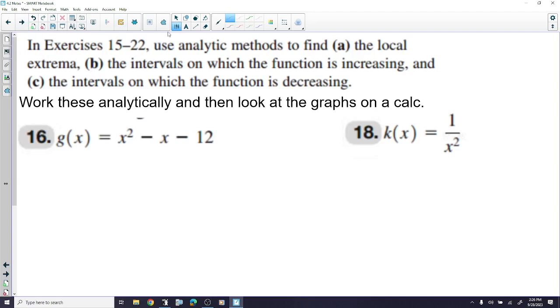Use analytic methods to find A, the local extrema, B, the intervals on which the function is increasing, and C, the intervals on which the function is decreasing. So let's go g prime of x is equal to 2x minus 1. So we'll set that equal to 0. 2x minus 1, 2x equals 1, x equals 1/2.